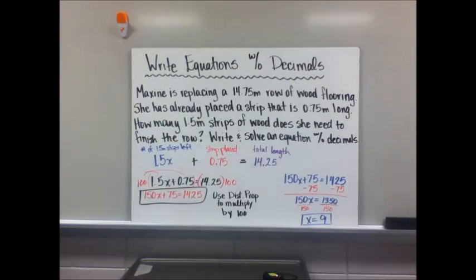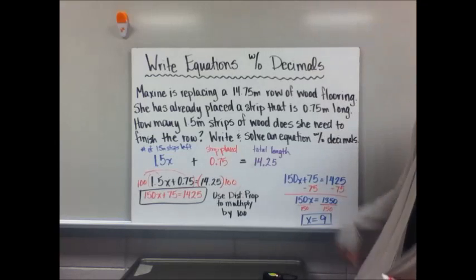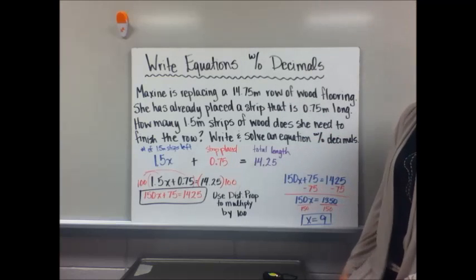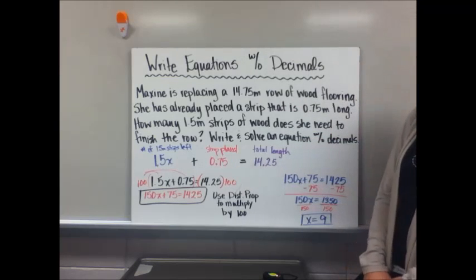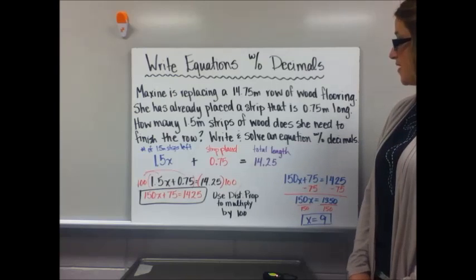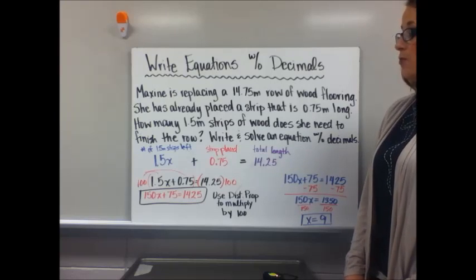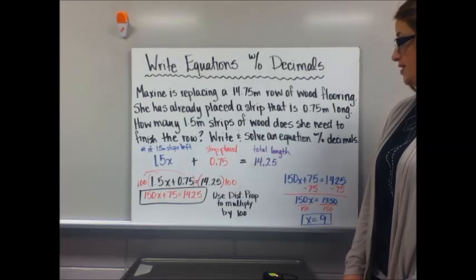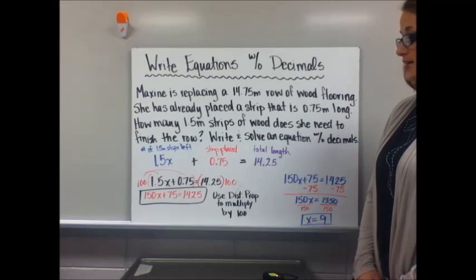Okay, now writing equations without a decimal. We have Maxine, and she's replacing a 14.25 meter row of wood flooring. She has already placed a strip that is 0.75 meters long. How many 1.5 meter strips of wood does she need to finish the row? Write and solve an equation without decimals.